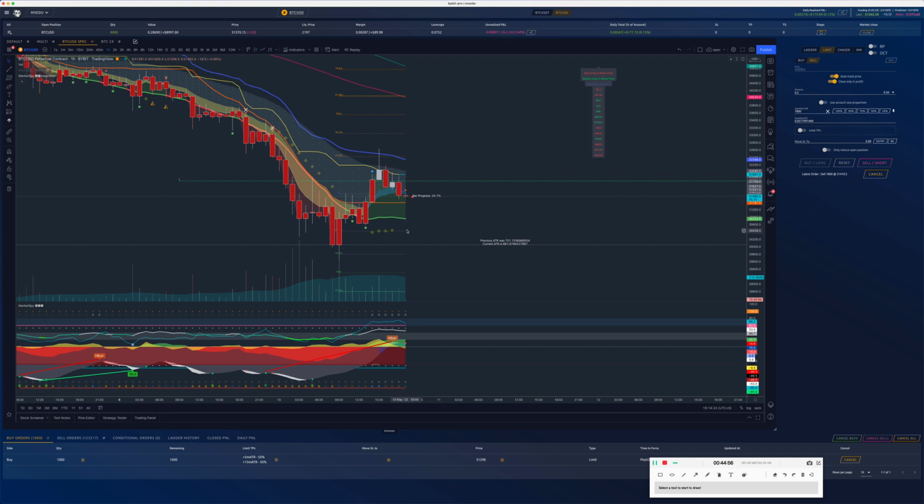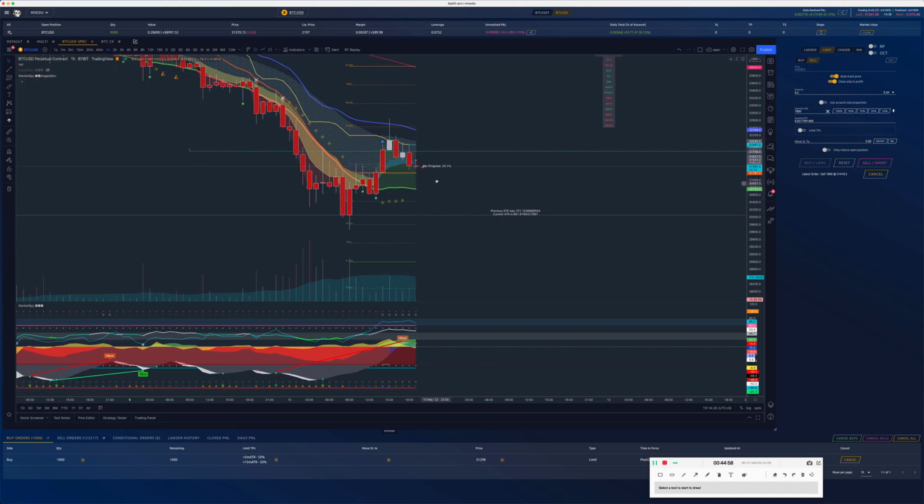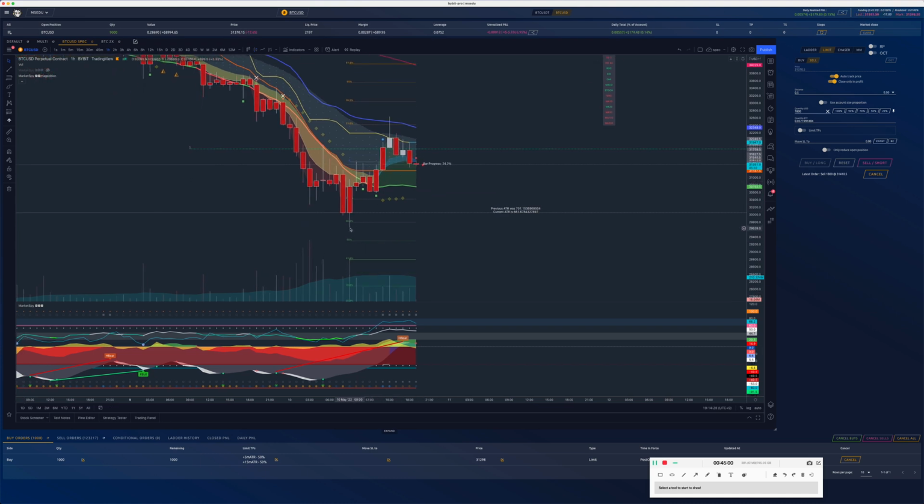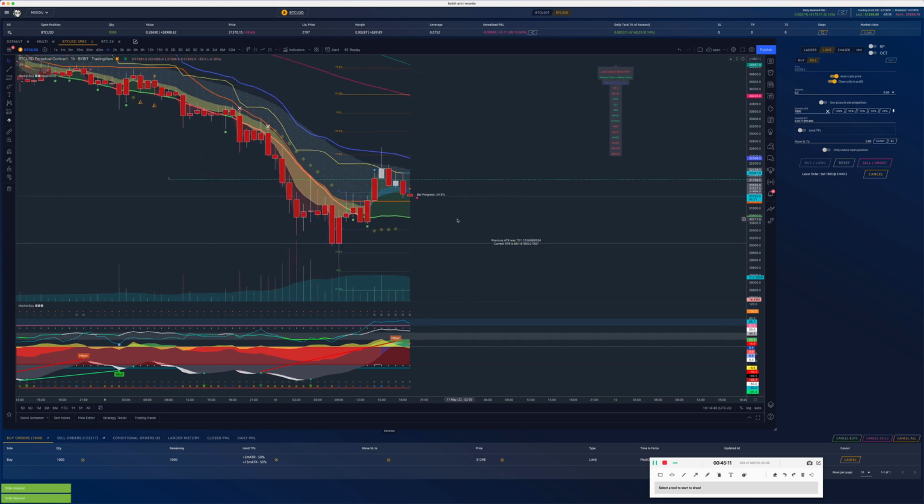And what if it doesn't? What if we accumulate the whole position if it doesn't do what we expect it to do? Our exit is simply right here. Or we'll add more contracts at the daily close, right here, the yellow line. But I don't think that's the case. Okay, let's watch.